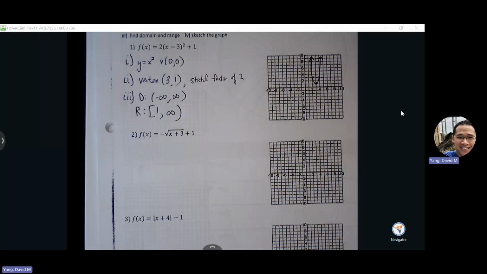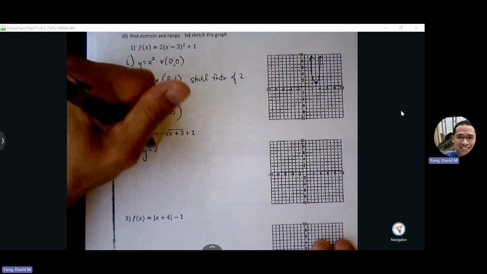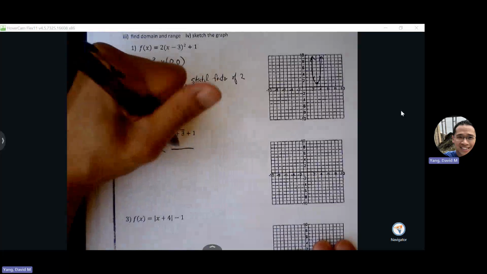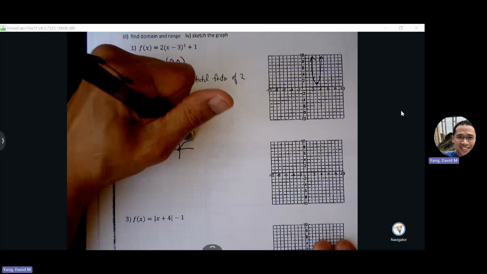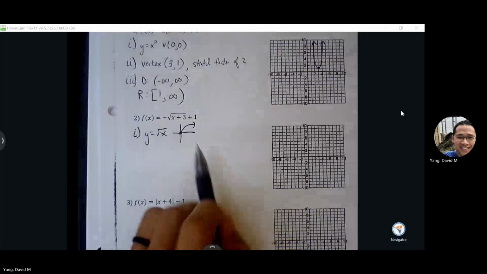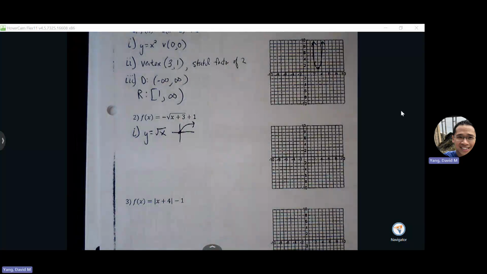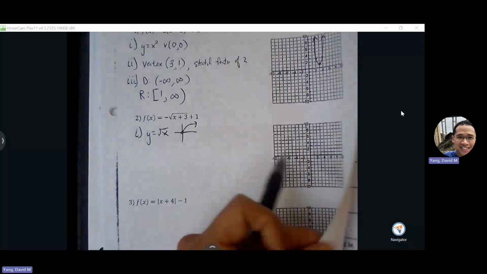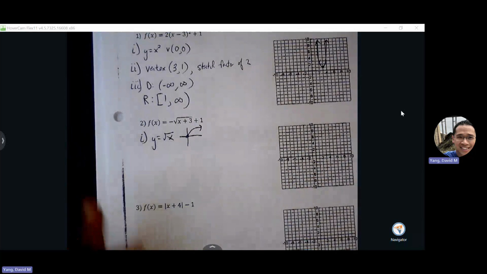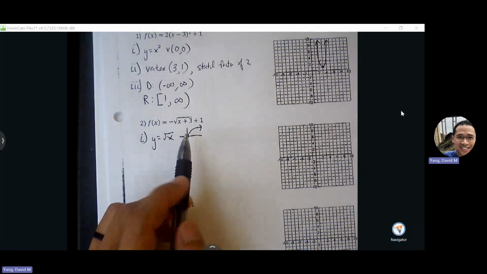Okay, number 2, y equals negative square root of x plus 3, plus 1. We know that this is coming from a parent graph of y equals square root of x. And we know that y equals square root of x looks like this. It starts at 0, 0, and it's going to move up, right? Most of your parent graphs are centered at 0, 0. Not every graph, but most of your parent graphs, you can think of it as starting around the origin, 0, 0.